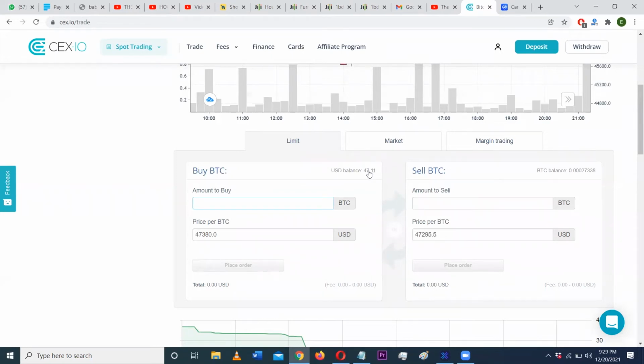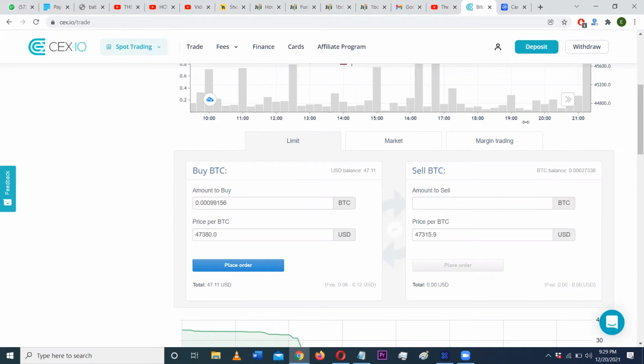My USD balance is $49. So once you click on it, I just clicked on it, it gives you the Bitcoin rate. So this is how much Bitcoin I can buy. At this rate, this is how much Bitcoin I can buy.